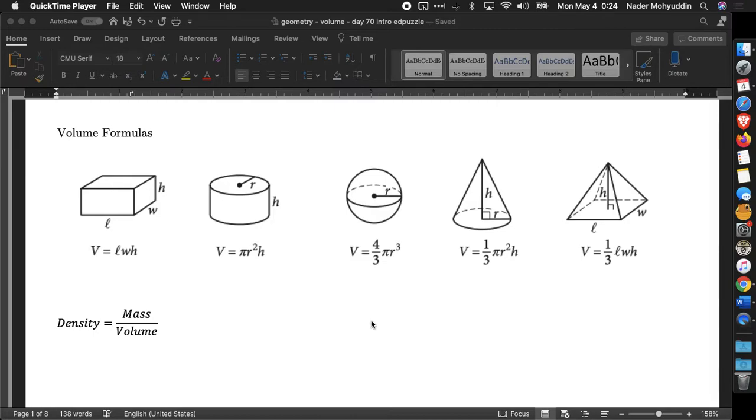Hope you're doing okay. This week we'll be looking at volume. Here are the formulas you'll need for this unit. You can use these volume formulas on your work as a formula sheet, so no need to memorize these formulas.